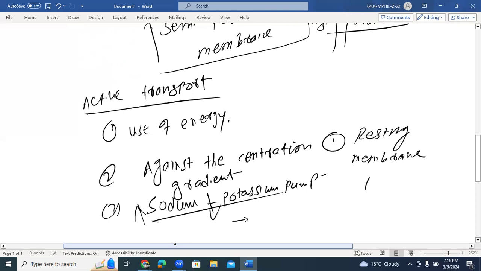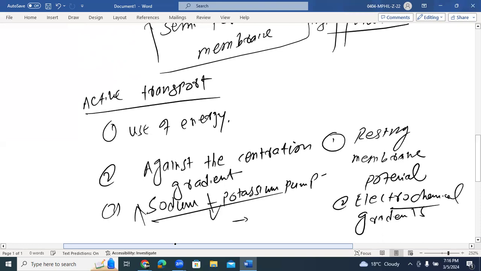Are you getting this point? Resting membrane potential. Another function is the maintenance of the electrochemical gradient. What do you mean by this? What type of chemicals are here? Definitely potassium and sodium. Both these molecules move or transport across the cell membrane.